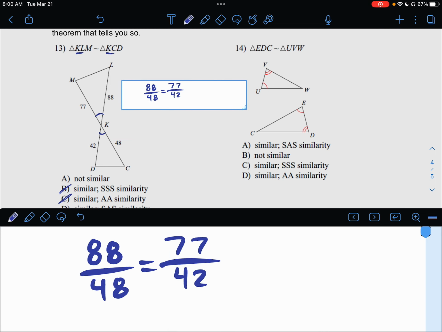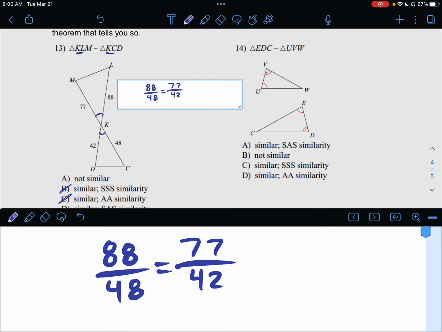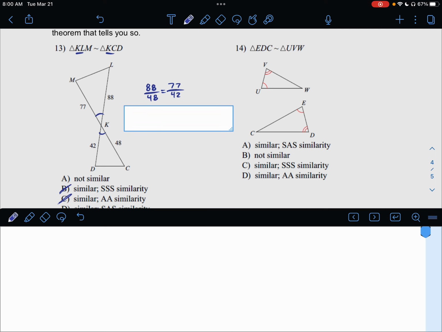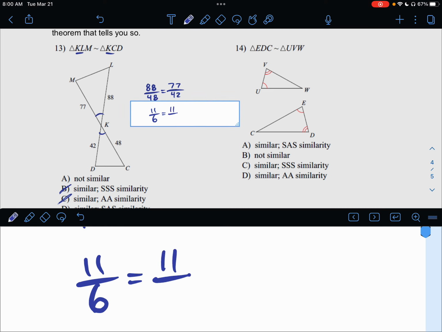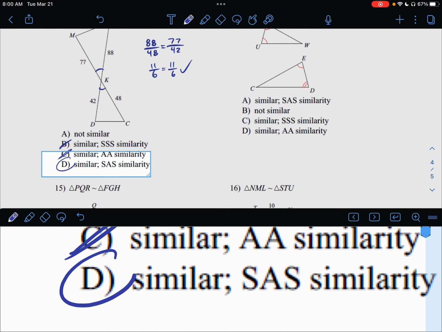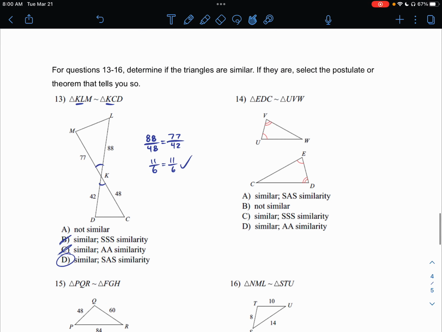And then we're just going to reduce these down. I did tell some of you that if you don't know the GCF of these certain numbers, what you can do is just type it in the calculator. I can do 88 divided by 48 and then 77 divided by 42 and just make sure it's the same decimal. And if it's the same decimal, then yes, they're similar triangles. But with this one, 88 and 48, I can divide both those by 8. So that's going to give me 11 over 6. And then 77 and 42, I can divide both those by 7. 77 divided by 7 is 11. 42 divided by 7 is 6. So it's 11 over 6 equals 11 over 6. So yes, these are similar because of AA, or SAS, my bad. We had 2 sides and 1 angle. So they were similar because of SAS.